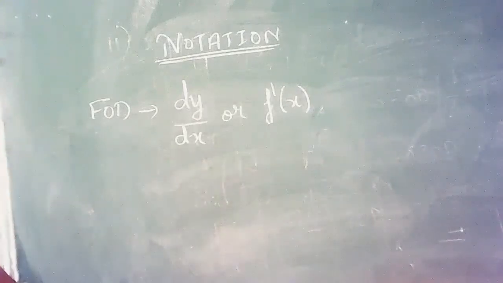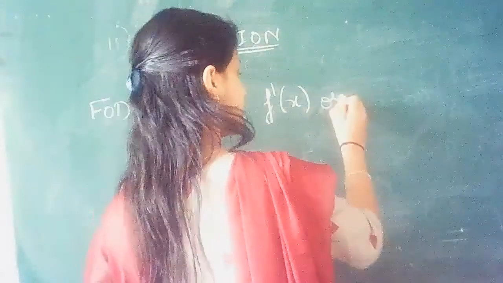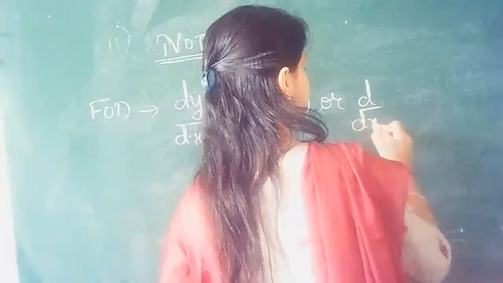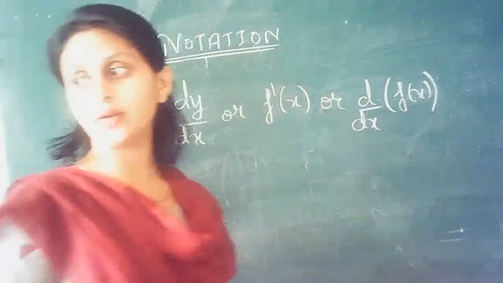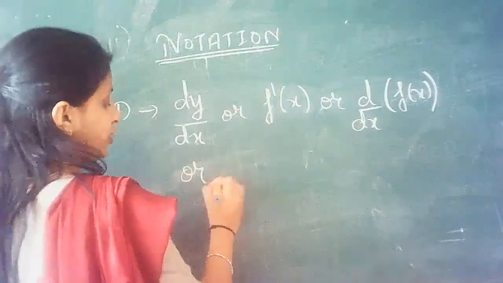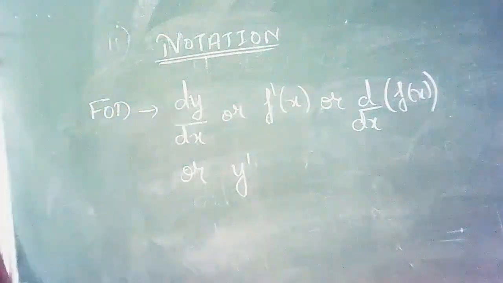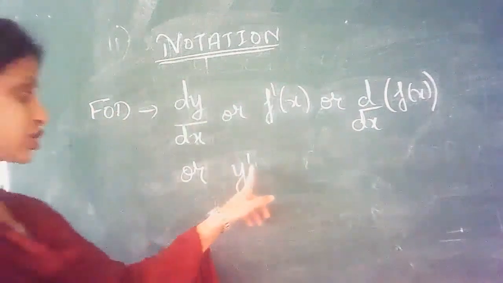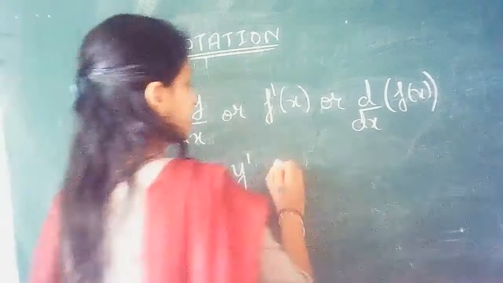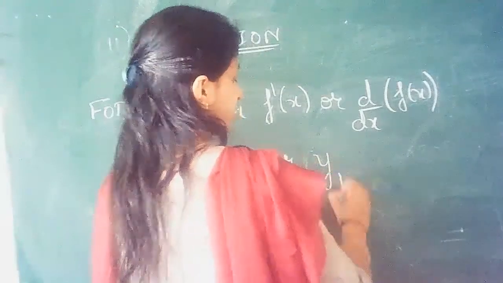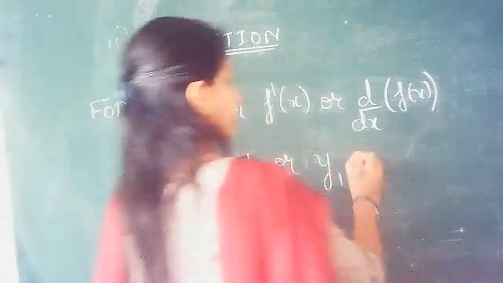First order derivative is either denoted by dy by dx, or f dash of x, or d by dx of f of x, or also you can denote it by y dash of x. This y dash means first order derivative, differentiating once. Or you can denote it by y1, like this also.